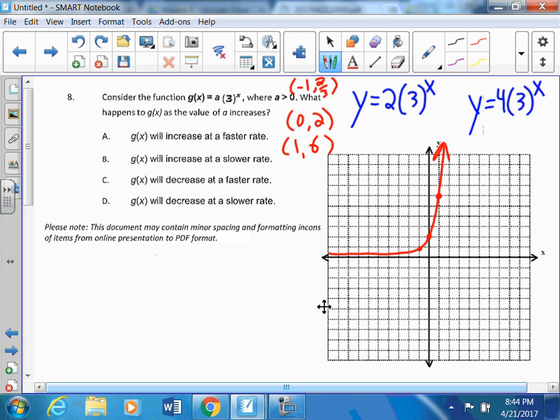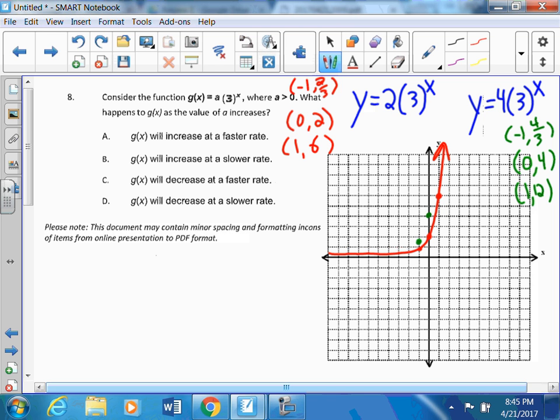Now the other graph, I'm going to plug in -1. If I plug in -1, 3 to the -1 power is 1/3. 1/3 times 4 is 4/3. I'm going to plug in 0. 3 to the 0 power is 1. 1 times 4 is 4. I'm going to plug in 1. 3 to the first power is 3. 3 times 4 is 12. So -1, 4/3 here.